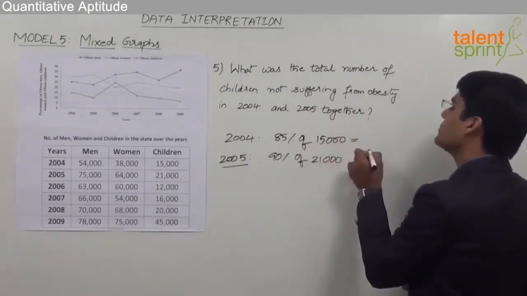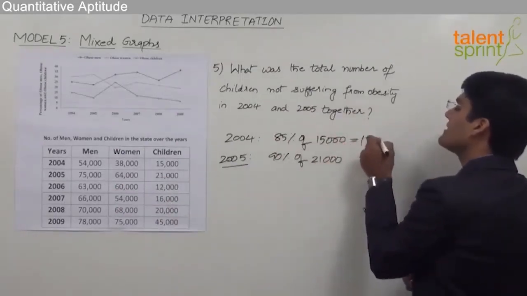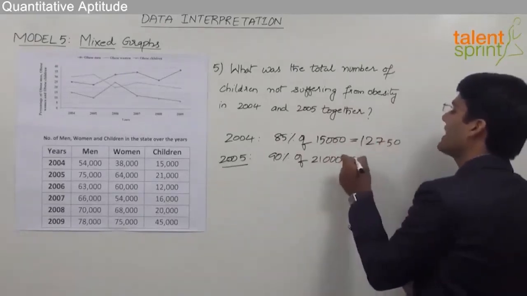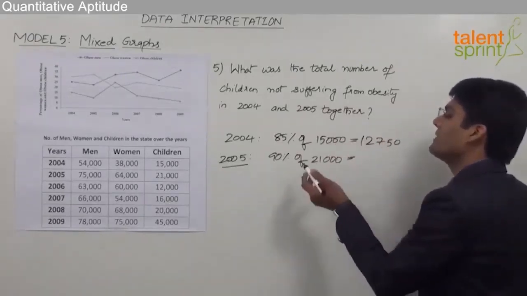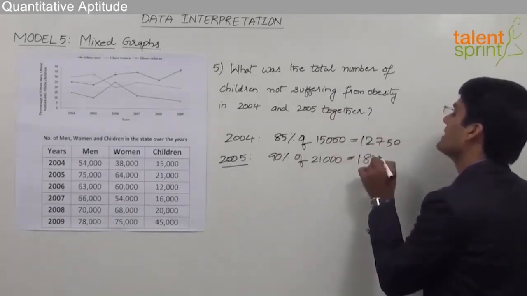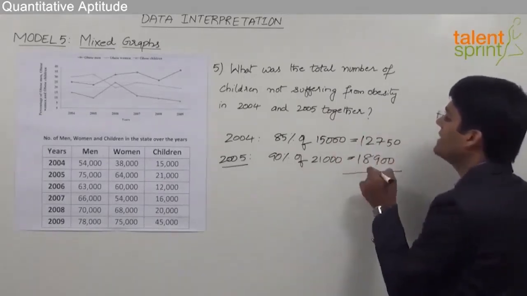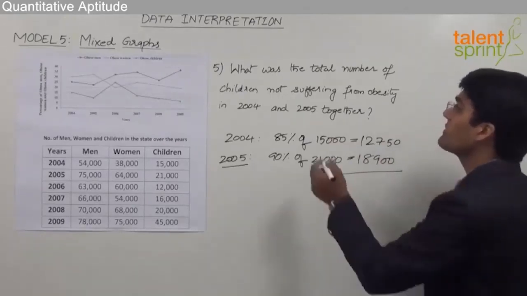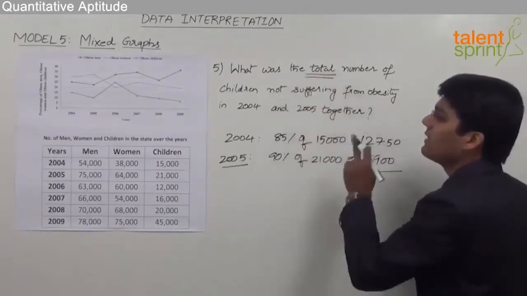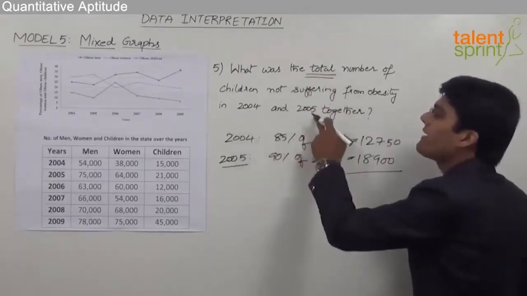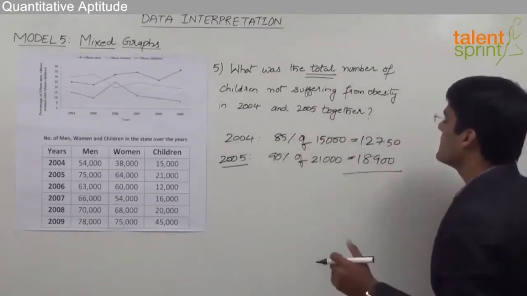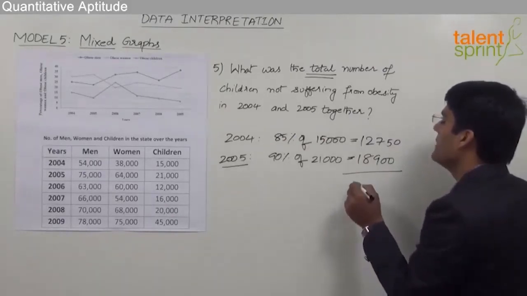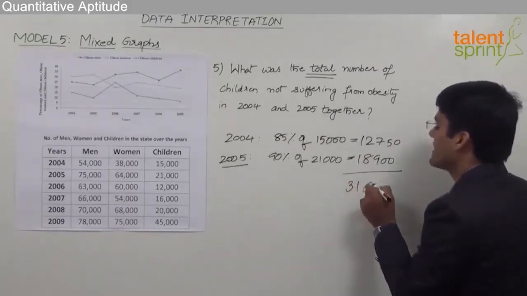So this comes out to be 12,750, and the second value here is 90% of 21,000. That is nothing but 21,000 minus 2,100, 18,900. Now by adding these two values, we get the required answer. Why? Because we need the total number of children not suffering from obesity in 2004 and 2005 together. So 12,750 plus 18,900 will be equal to 31,650.